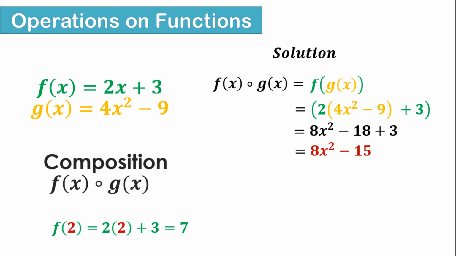Now, you might ask, sir, what if, for example, we look for g of f of x? Is that commutative? If you think about it for a while, the answer is no. It's non-commutative also. If you try to switch them, the answer would not be 8x squared minus 15 anymore. It will be a different answer.